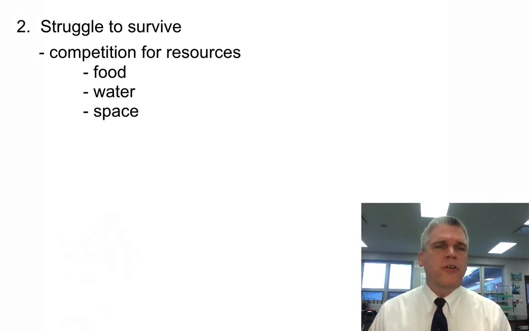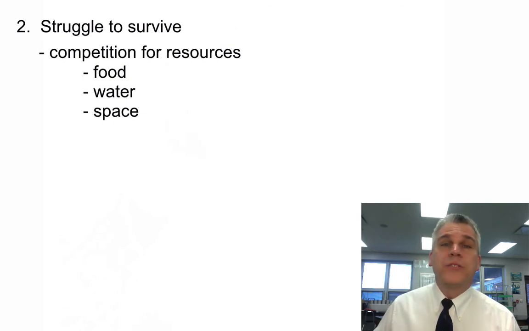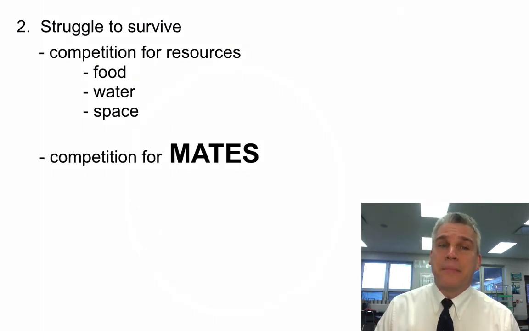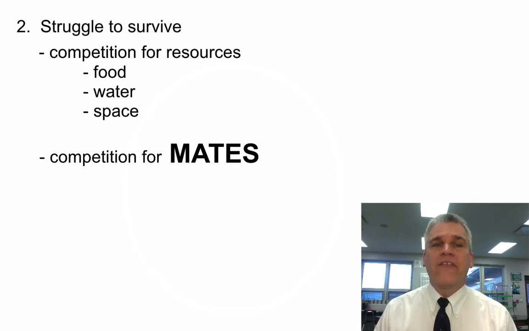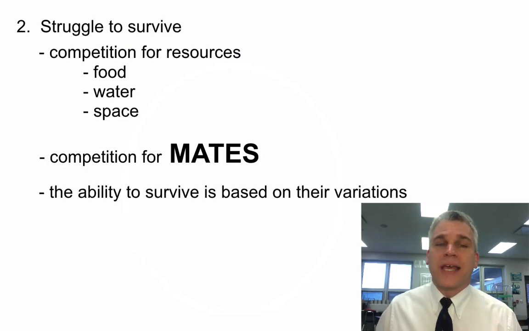Darwin's second point is that there's a struggle to survive. So organisms are always competing for various resources. They're competing for food, they're competing for water, they may be competing for space or territory, but most importantly, they're competing to mate. So if they have a favorable trait that allows them to get this food, that allows them to get water, that allows them to get space, that's going to give them a better chance to survive. And if they survive, they're going to have a better chance at mating.